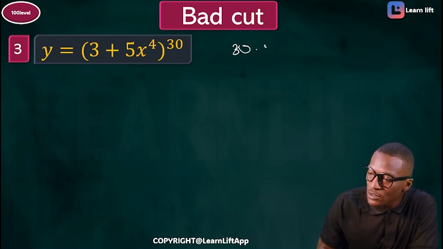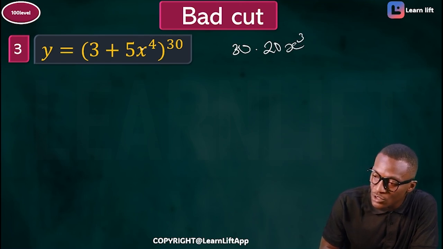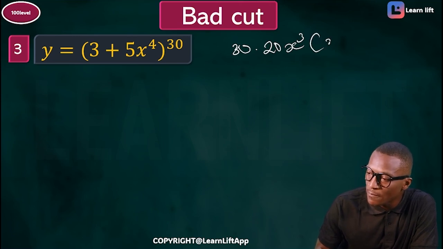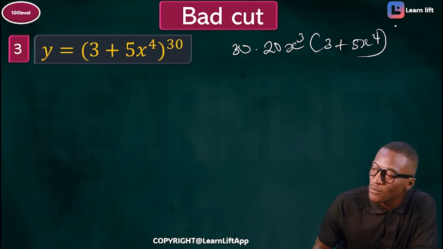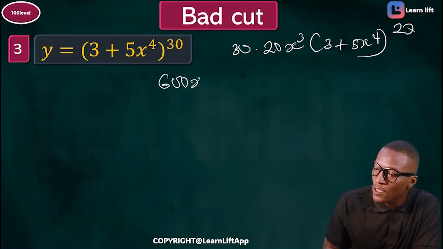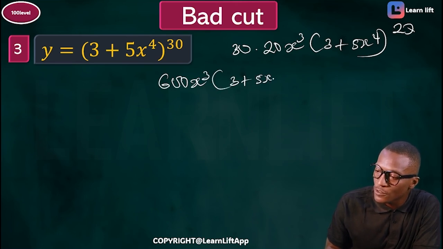I'll differentiate what is inside, then repeat the bracket. That will give me 3 plus 5x raised to power 4. Subtract 1 from the power, 29. So that will give me 20 times 30, that's 600x cubed into (3 plus x raised to power 4) raised to power 29.